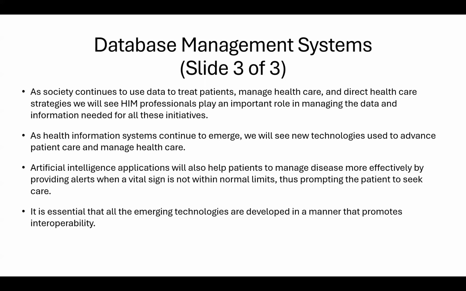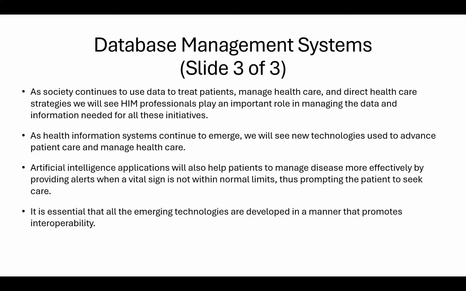Artificial intelligence applications will help patients manage disease more effectively by providing alerts, right? However, artificial intelligence basically allows us to do things quicker and more accurately. It doesn't make decisions about what's appropriate. It doesn't write and decide the policies and procedures, whether they're appropriate or not. It basically is just another tool, right?